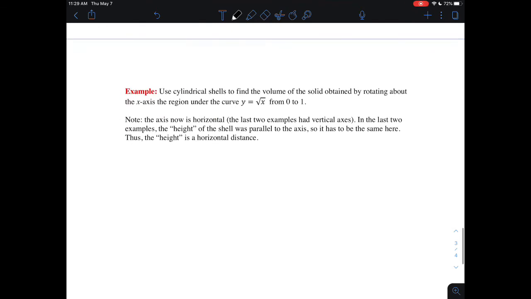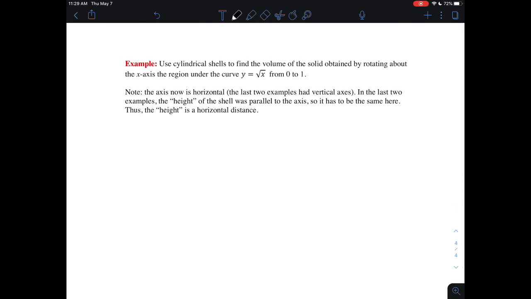So now one more example, but now we are looking at, instead of a vertical axis of rotation, a horizontal axis of rotation. So in this example, use cylindrical shells to find the volume of the solid obtained by rotating about the x-axis the region under the curve y equals square root of x from 0 to 1. So note now the axis is horizontal. The last two examples had vertical axes. And also remember, in the last two examples, the height of the shell was parallel to the axis of rotation. So we have to have the same thing here. So this time around, the height, quote unquote, will be a horizontal distance. So let's see what that means.